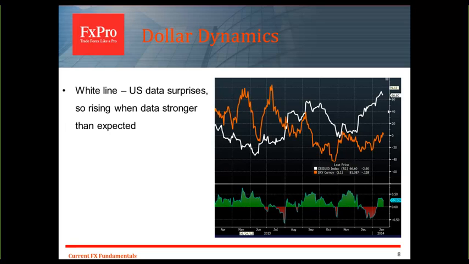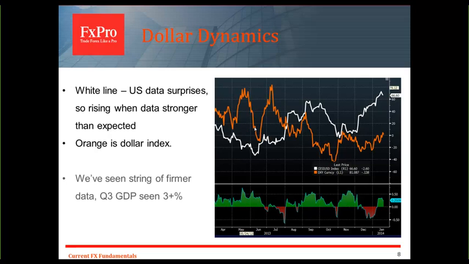So we've seen other data stronger, so that's why we've seen this correction higher here. So actually we're now looking at a decent 3% plus handle on GDP when it's released at the end of the month. So this has added to this stronger dollar dynamic. Orange is the dollar index, which you can see, as I said, similar to the previous chart, but just done on a daily close on this chart. So you can see we're now catching up with the better data we've seen.